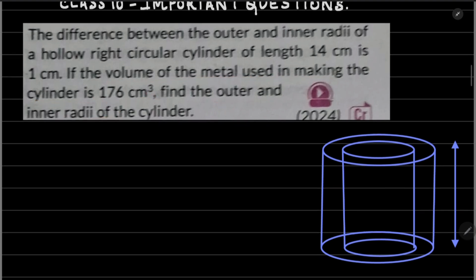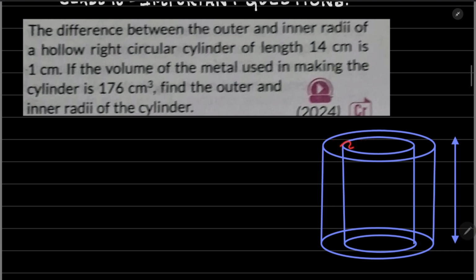Okay, so you have to draw a right circular cylinder which is hollow in between. Here, if you see, this is your inner radius, small letter r, and this is your outer radius, capital R. Okay, the difference is given. The difference between the outer and the inner is given as 1 centimeter, right? So the height of the right circular cylinder is nothing but your 14 centimeters. You have to find this capital R and small letter r. So let us begin by writing the solution.